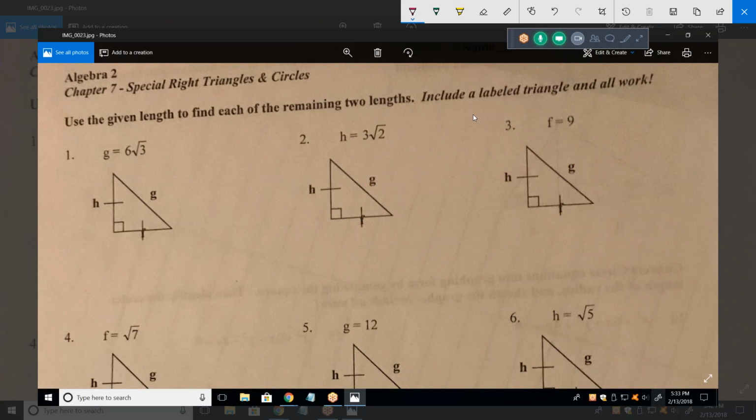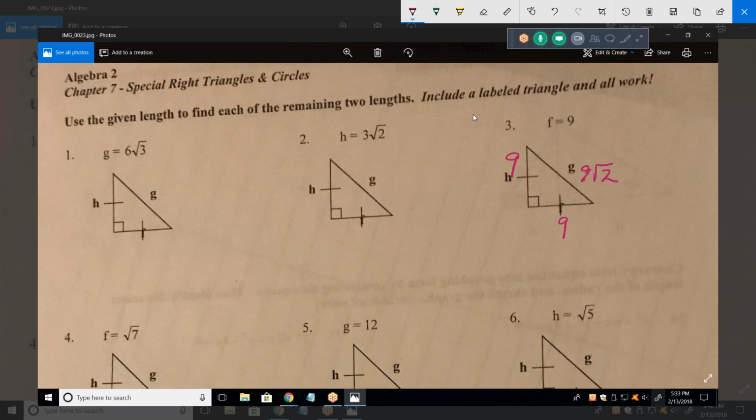Now do 3. And this side is 9. H will be 9 as well. And then you do 9 multiplied by root 2, which equals 9 root 2. And that's the answer you want to give. You don't want to convert these to decimals ever.